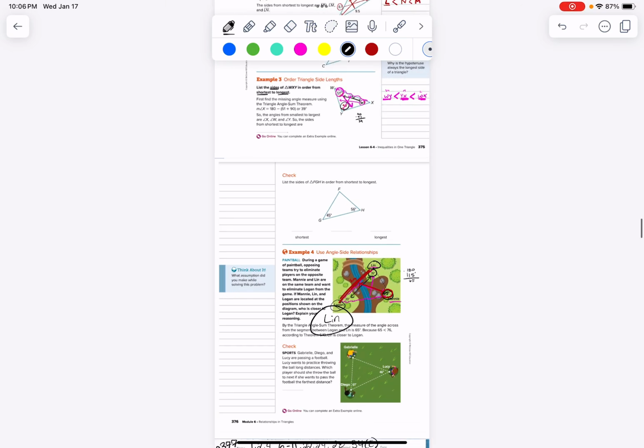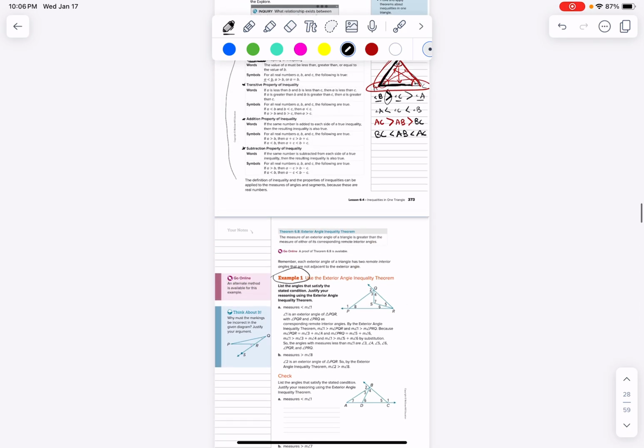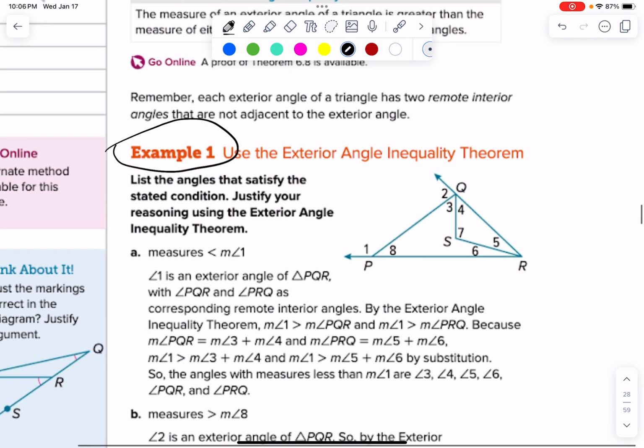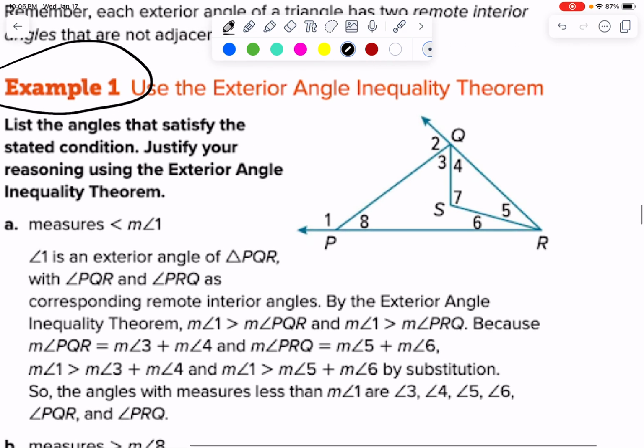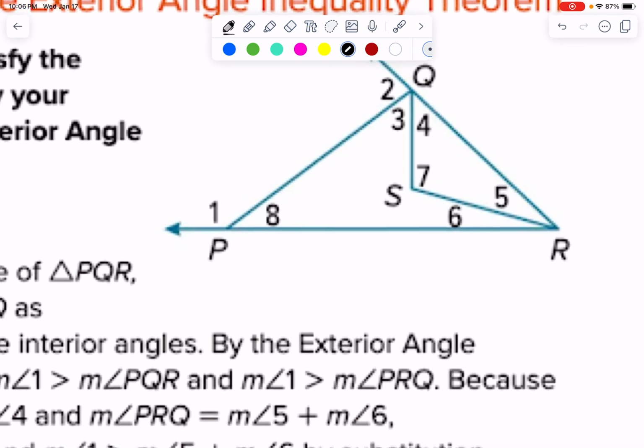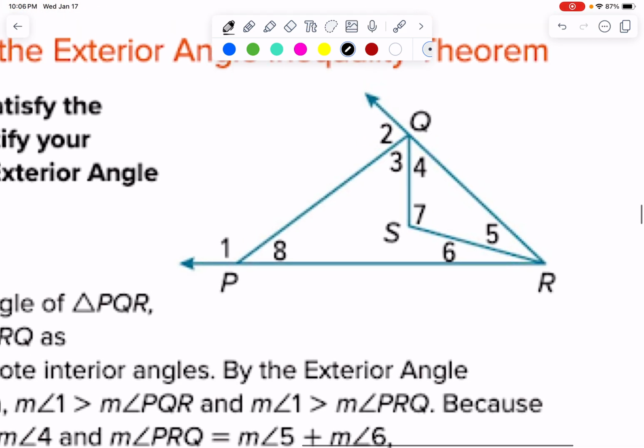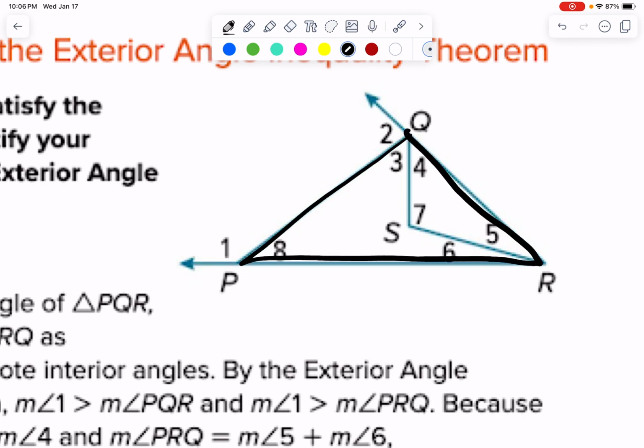All right, last concept that's a little bit harder. Buckle in, take a deep breath. Here we go. Okay, there's a lot of stuff going on in this diagram. Let's see what we have going on here. We have this triangle right here. We have that triangle right there. And then we also have another triangle right here.